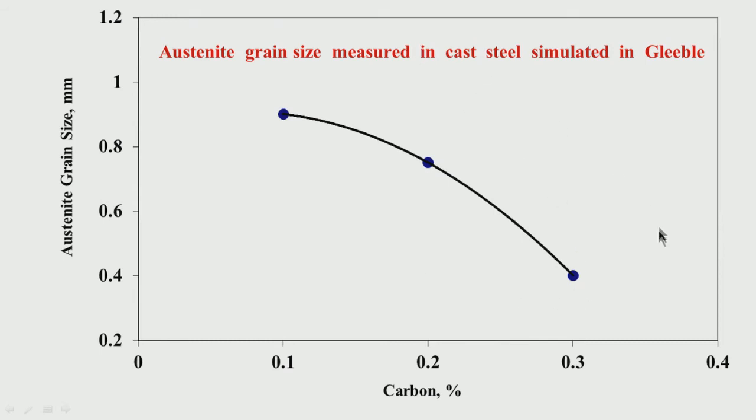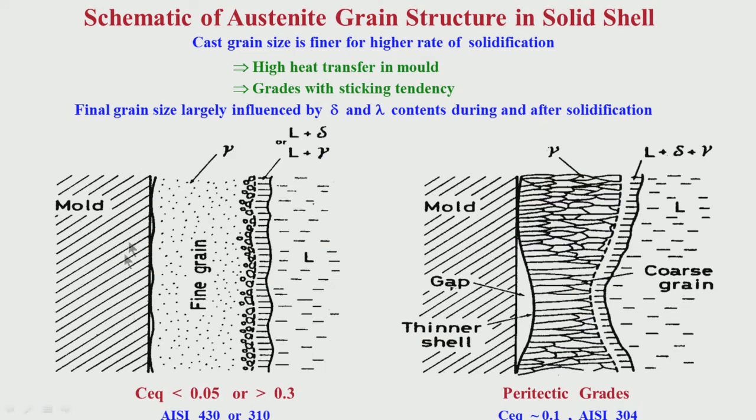This of course is cast grain size, and for around 0.3% carbon it is decreasing as you increase the carbon. As I have told you, around 0.3% carbon you come to a situation where the sticking tendency is quite high, and 0.1% carbon is a depression tendency. Depression means there is a gap formation on the surface, a hot spot formation on the surface, heat transfer is low because of this, and we have relatively coarse cast grains of austenite.